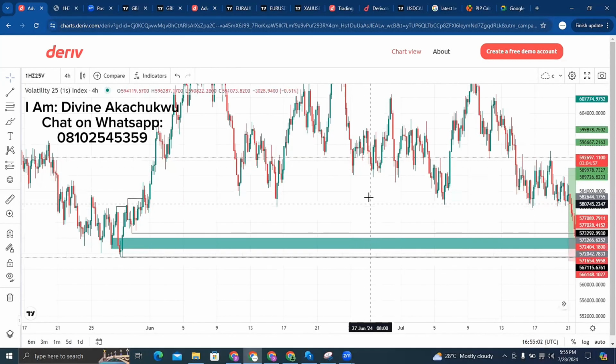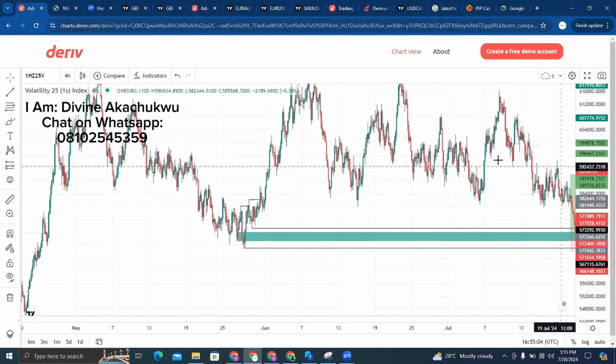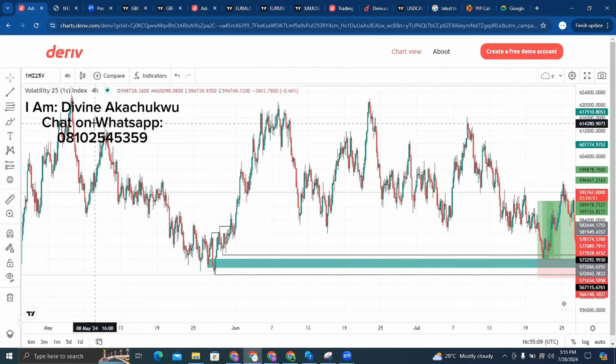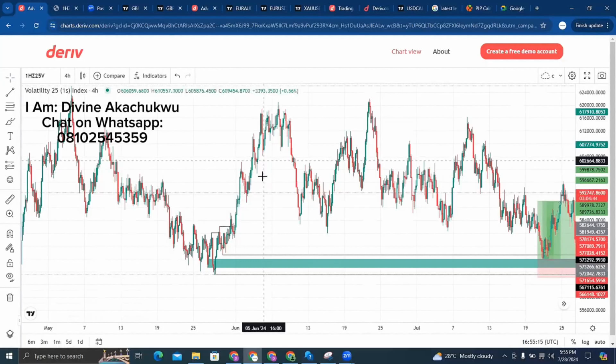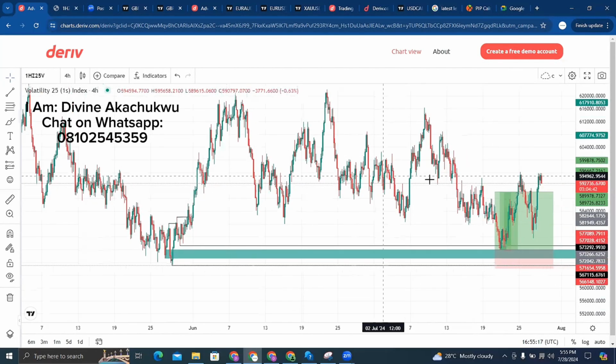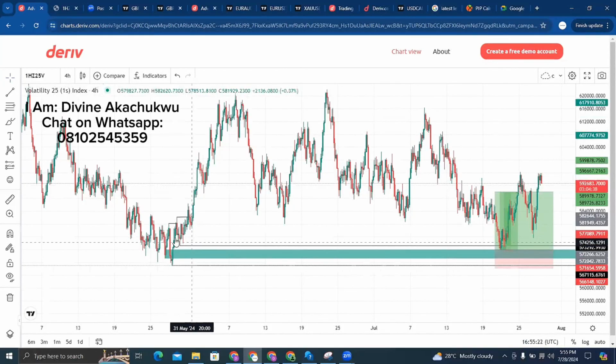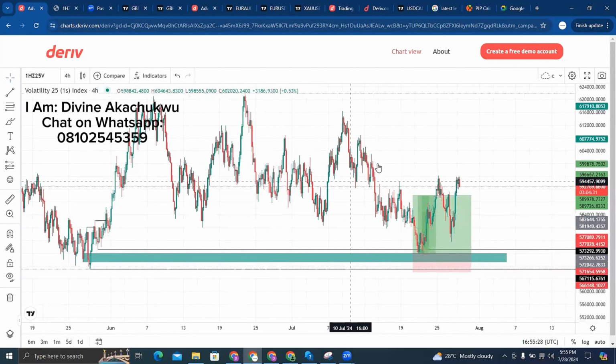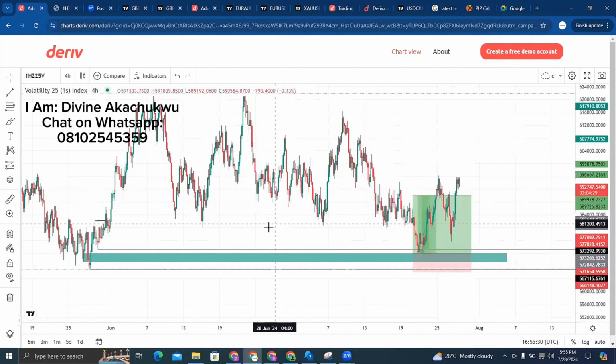Now, why did I enter this buy trade? First off, I saw this big breaker structure over here. After I saw the breaker structure, I knew price was going to come and react to a particular demand zone right here. And so I have to look for what I use as confirmation for me to enter this trade.